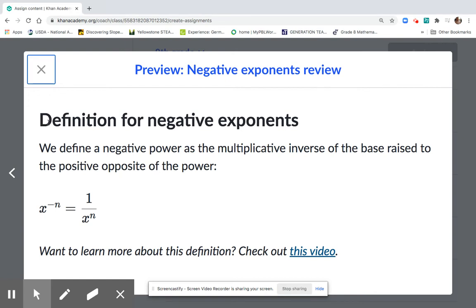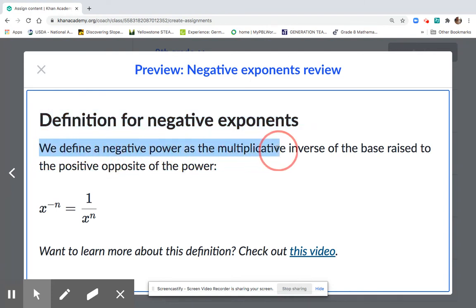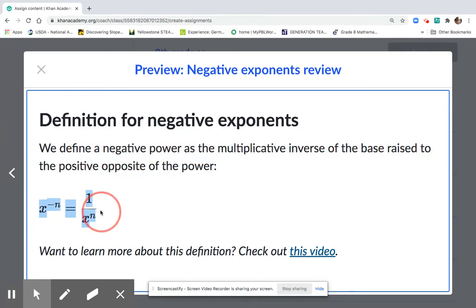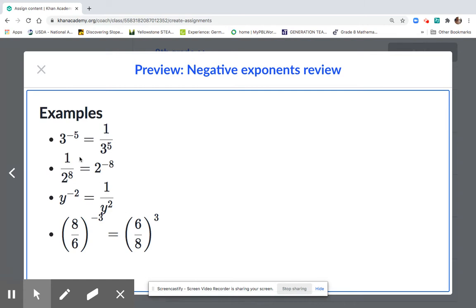Here we have the definition for negative exponents, right? So we define a negative power as the multiplicative inverse of the base raised to the positive opposite of the power. That's very mathy language. But what they show here is what we've seen before in terms of how a negative exponent is defined. Let's take a look at some examples here.